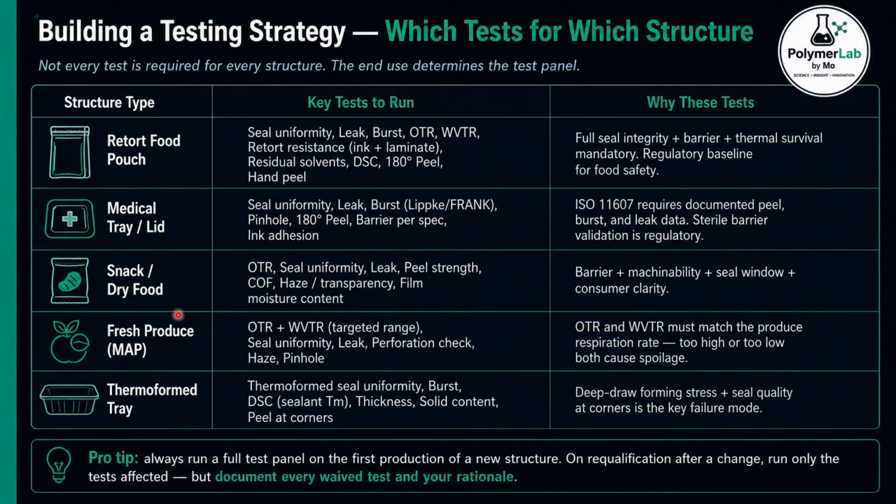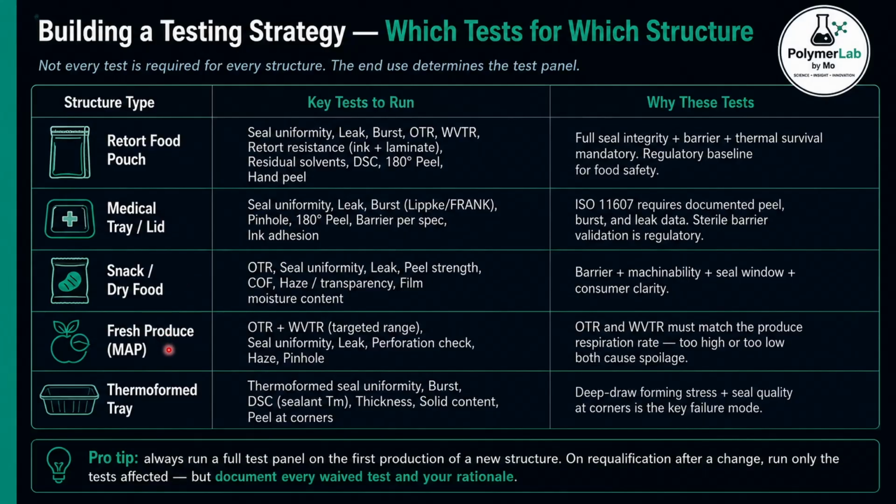For snack food or dry goods, the critical tests are OTR for barrier, seal uniformity, and leak for package integrity. Peel strength to establish the seal window, COF for machinability, and haze or transparency for consumer shelf appeal.